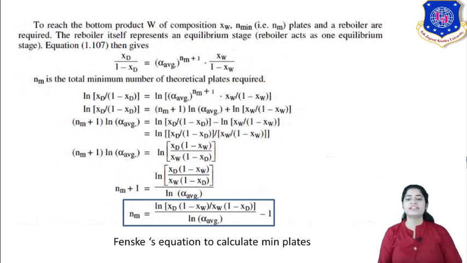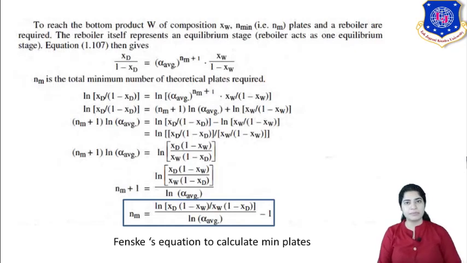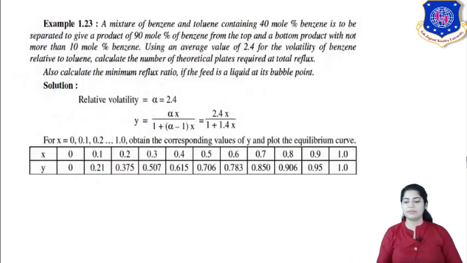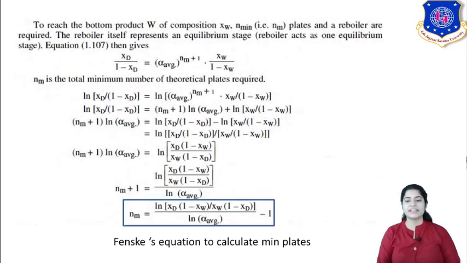So what you are doing, instead of n you are substituting it as nm plus 1. So here see, n is what? It is equal to the minimum number of plates plus 1. So xt is what? That is your top condition, and bottom is xw. So here, instead of xn upon 1 minus xn, now you are representing it in the form of residue composition, because we are calculating the number of plates from top to bottom. Your top condition has been taken out, and now xw upon 1 minus xw is done. Then you are taking the reboiler as a stage itself. So this is the final equation which you got.